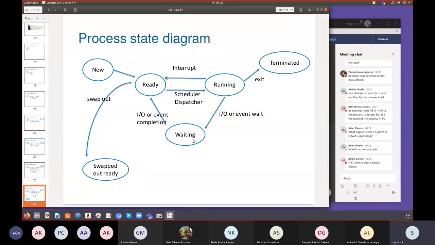Okay, typical hangs can occur due to many different reasons. It can be due to a snag in the program itself. So not responding can happen due to many reasons. And if you see, this process state diagram does not have a state called not responding. So ideally it should not happen. However, it can happen due to many things, some of which we will discuss a bit later in the course.